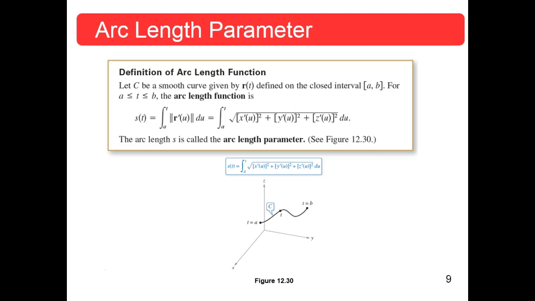Now notice before we had t's here, and this was your b up here. Now since we're moving the t up here, you have to make that a different variable, and you use their favorite, so they use u. And you do it just like before, the integral from a to t now, of the square root of x prime of u squared plus y prime of u squared plus z prime of u squared du. Now that's your s of t, and that arc length s is called the arc length parameter.